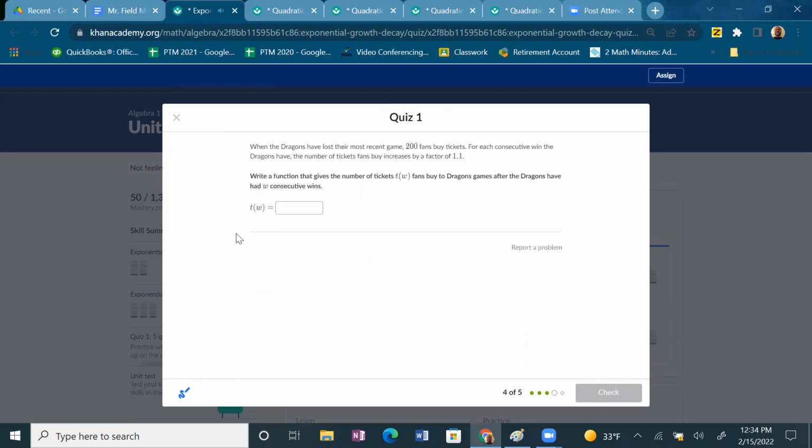When the Dragons have lost their most recent game, 200 fans buy tickets. For each consecutive win, the Dragons have the number of tickets increases by a factor of 1.1. Okay, so we have 200 is our initial value, 1.1 is our factor, and our independent variable is W. Any questions?